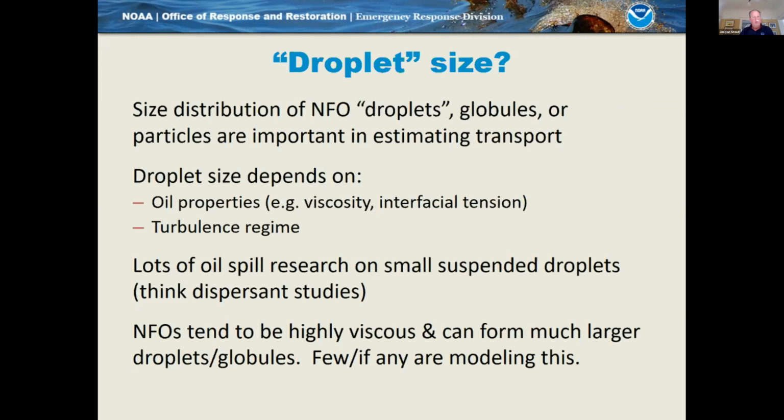There's been a lot of, especially since Deepwater Horizon, research on suspended small oil droplets for things like dispersant studies. But oftentimes non-floating oils are going to tend to have a much higher viscosity and could potentially form a variety of different size droplets, including potentially very large droplets. And so there's not a lot of people out there that are modeling those sorts of mechanics and transport mechanics. So that's going to be a potential element of uncertainty in a transport model output.